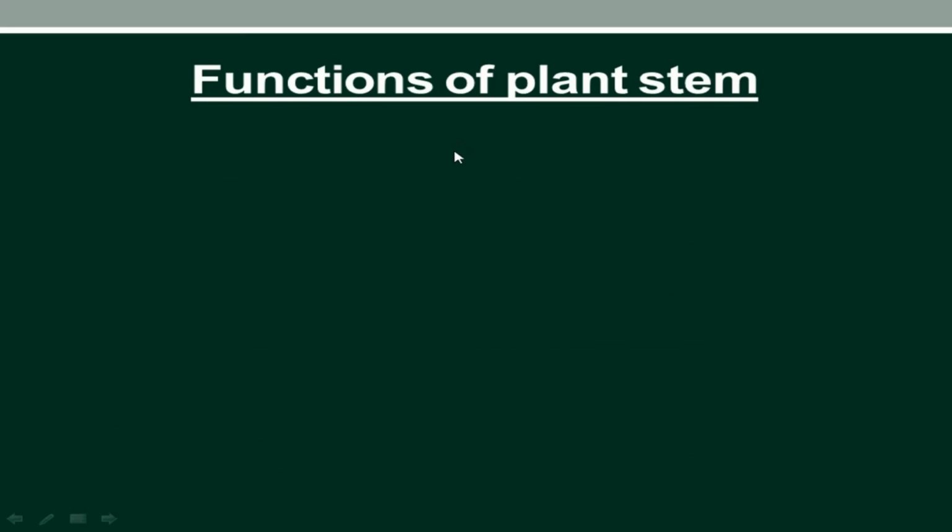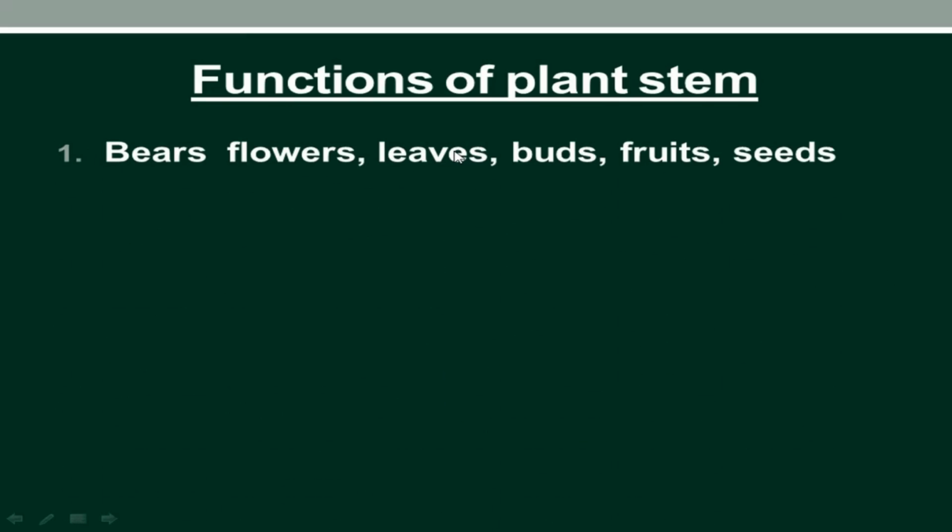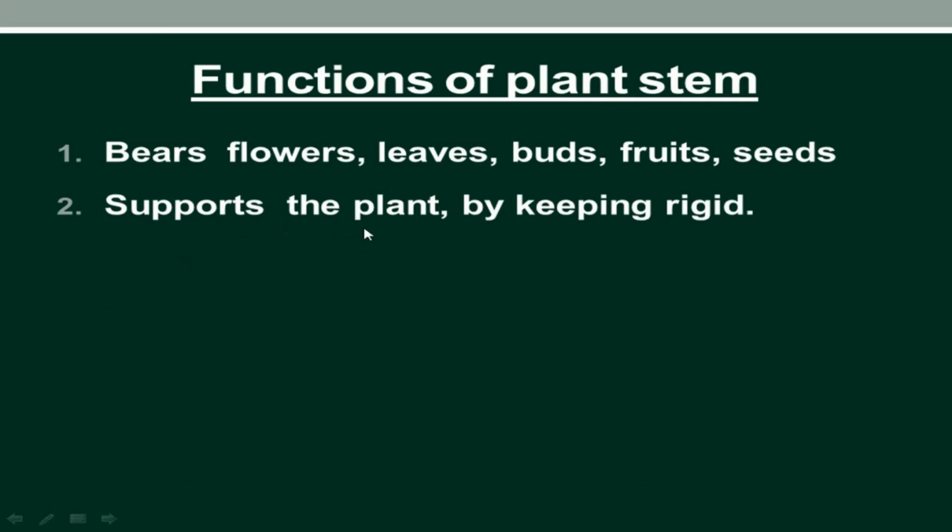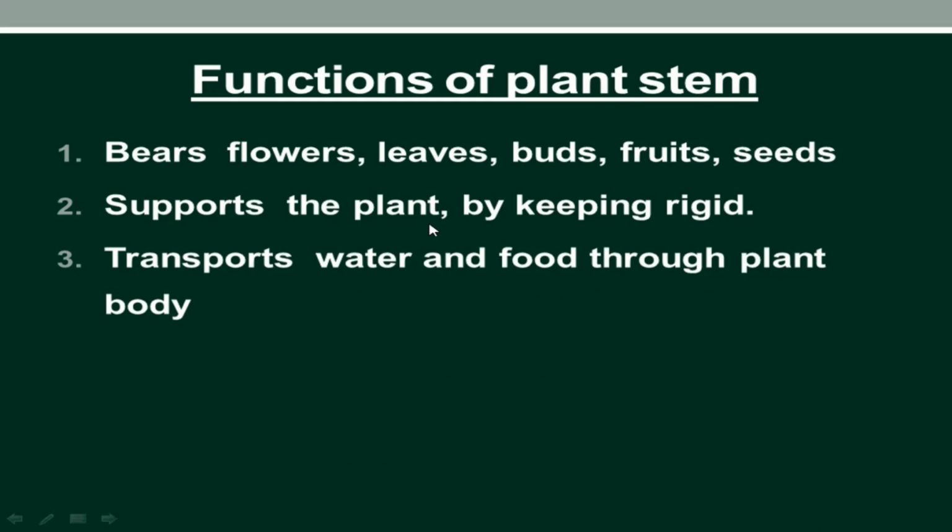Then we will learn about the function of the plant stem. One function of the plant stem is that it bears flowers, leaves, buds, fruits, and seeds. In fact, all the vegetative parts of the plant are borne by the stem. The second is to support the plant by keeping it rigid. The stem is the rigid part of the plant, and this helps the plant bear flowers, leaves, buds, fruits, and seeds.